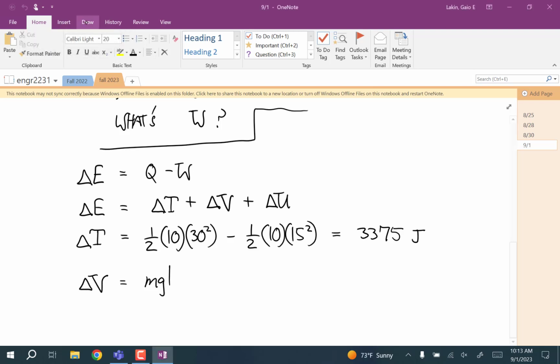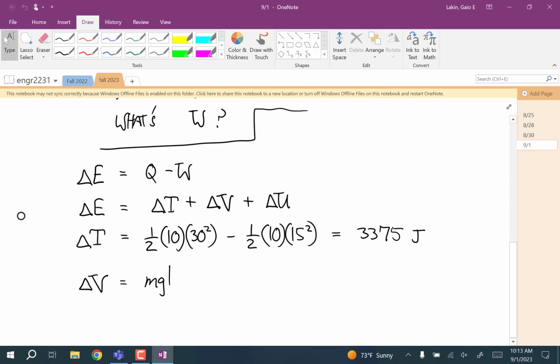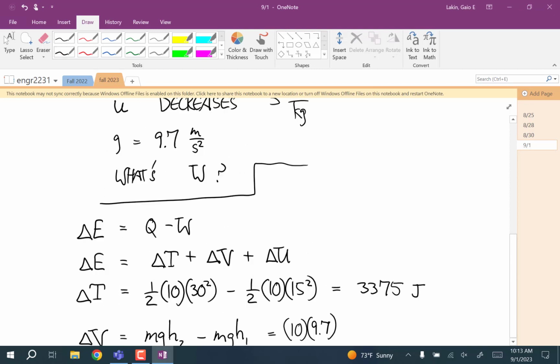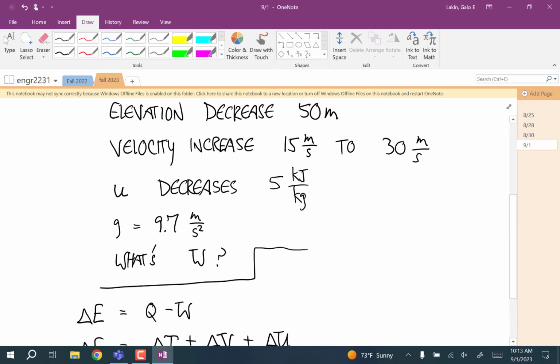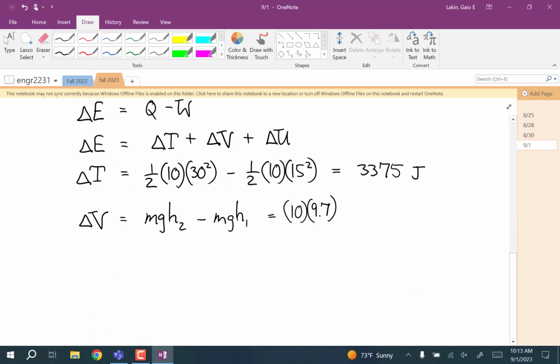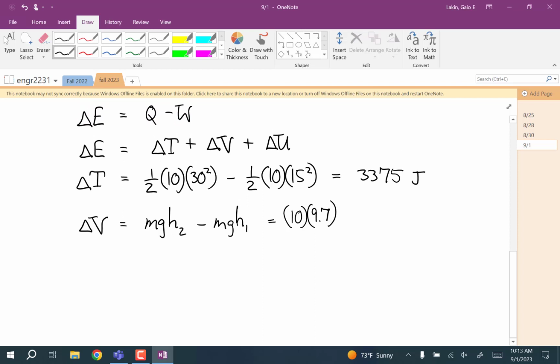Okay, so the change in potential energy is mg later height minus mg earlier height. So that is 10 times, we're using 9.7 as the acceleration of gravity. The elevation decreases 50 meters. So you can see that I could associate these together, and this change is just going to be minus 50.